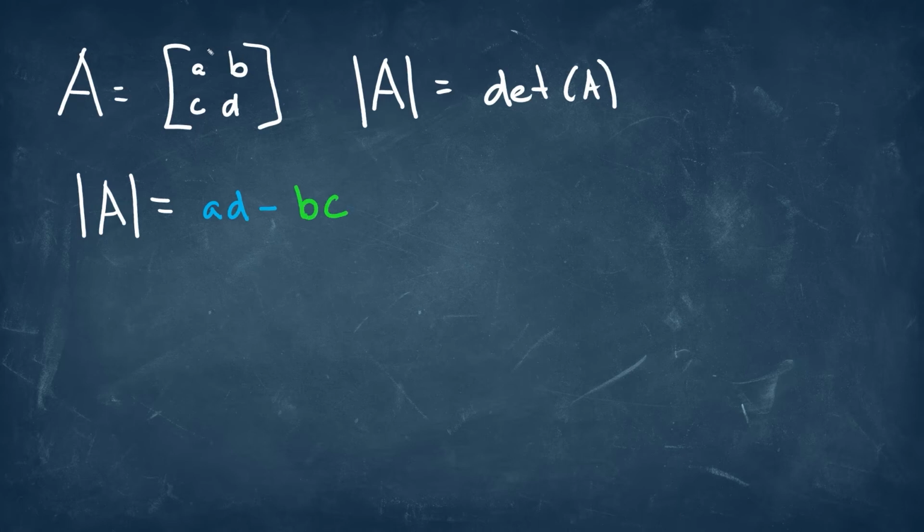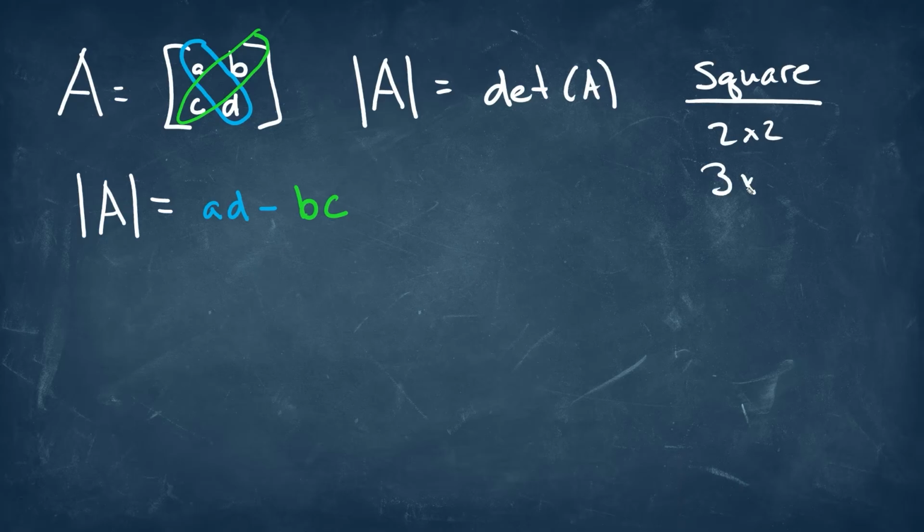Or we can think of it in terms of our matrix as taking the cross of AD minus BC. Now, a special thing to note about taking a determinant is that we have to take it of a square matrix, meaning a 2x2 matrix or a 3x3 matrix. With this information, let's do an example of matrix B, which is going to be 4, 3, 3, and 9.